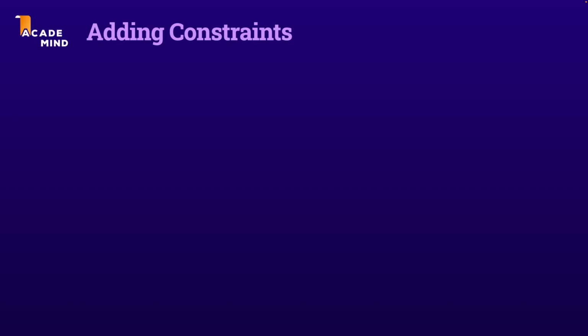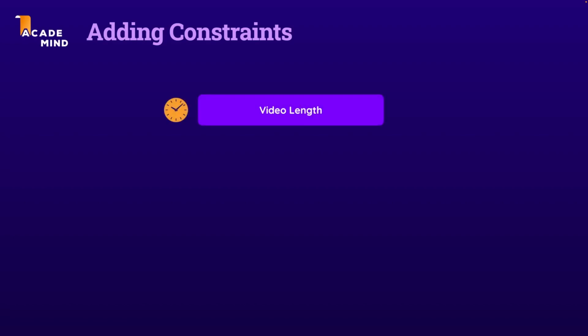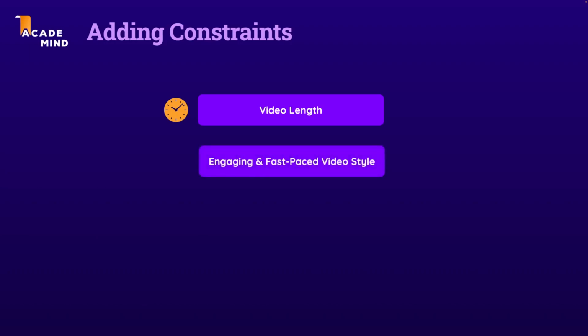So constraints that make sense for a YouTube video are, for example, defining the video length. Typically, YouTube videos should not be longer than 10 minutes or 8 to 10 minutes. We should think about the video style. In my case, I want to target a younger audience, and therefore I want to have a very engaging and fast-paced video style. So new topics should be introduced quickly. I don't want to have these deep dives or these detailed discussions about a specific topic.